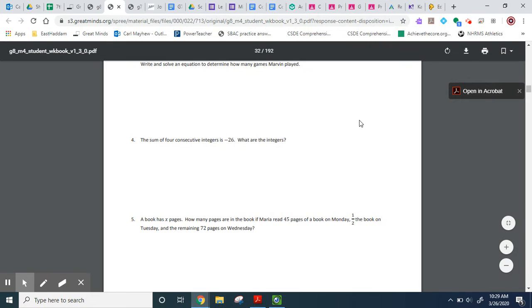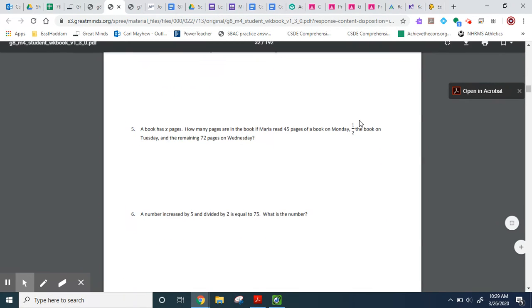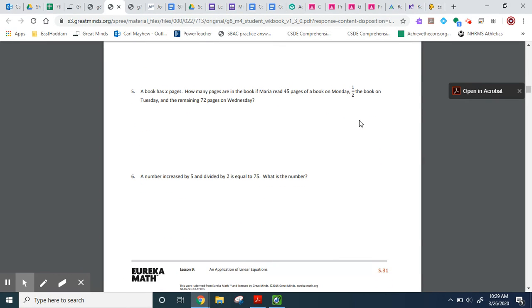But let's look at one more problem. And that last problem is number 5. Once again, I think the hardest part is going to be coming up with the equation. So let me read this and give you a little bit of time to see if you can come up with the equation. A book has x pages. How many pages are in the book if Maria read 45 pages of a book on Monday, half the book on Tuesday, and the remaining 72 pages on Wednesday?